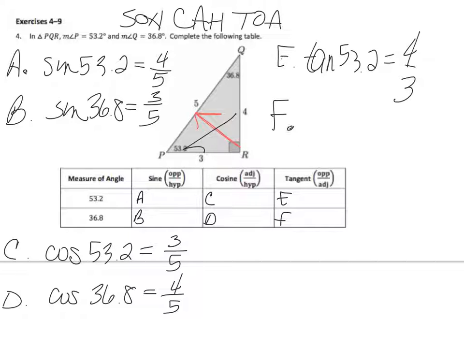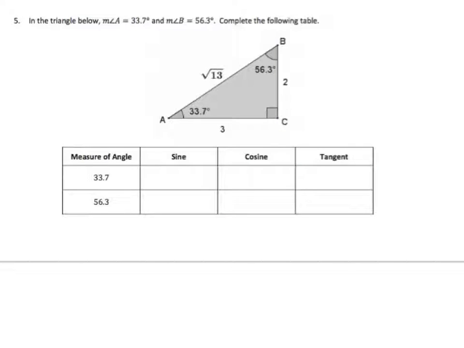And then part F, tangent of 36.8 is opposite over adjacent. Cool. In the triangle below, the measure of angle A is given, the measure of angle B is given. Complete the following table.